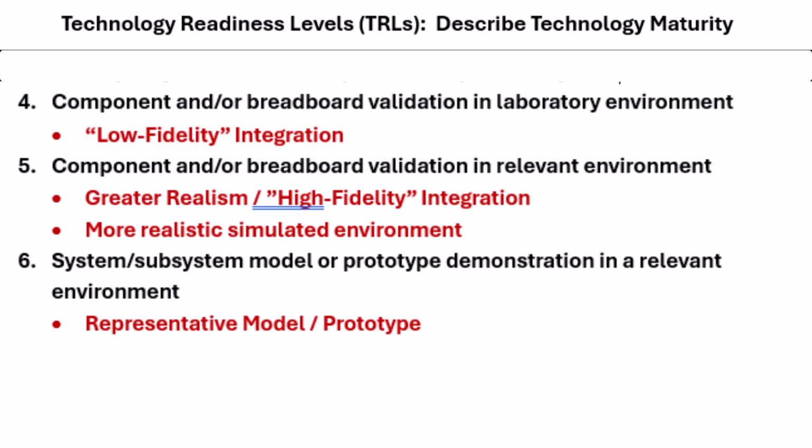Realism increases as we get to TRL 5, where a demonstration is done in a relevant environment, but the relevant environment is more realistic and higher fidelity. TRL 6 involves a system or subsystem model or prototype demonstration in a relevant environment. So at this point, the environment is more realistic than simply a laboratory, and the system under test is also more realistic in that it is a representative model that would have the functions of the planned final product, or it could even be a prototype that looks very similar to the end product.